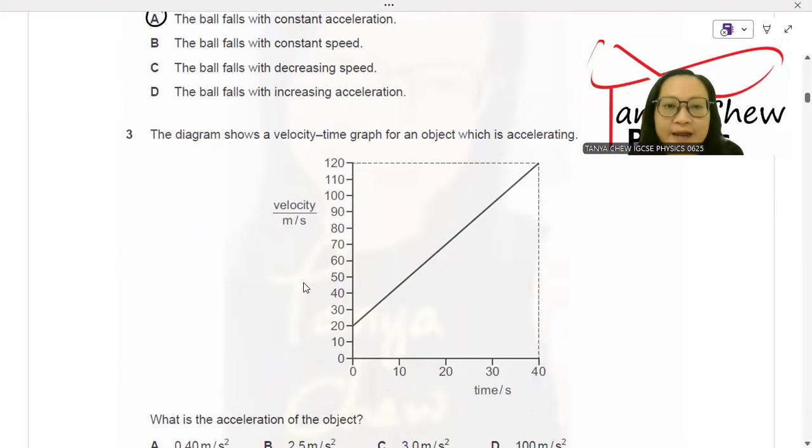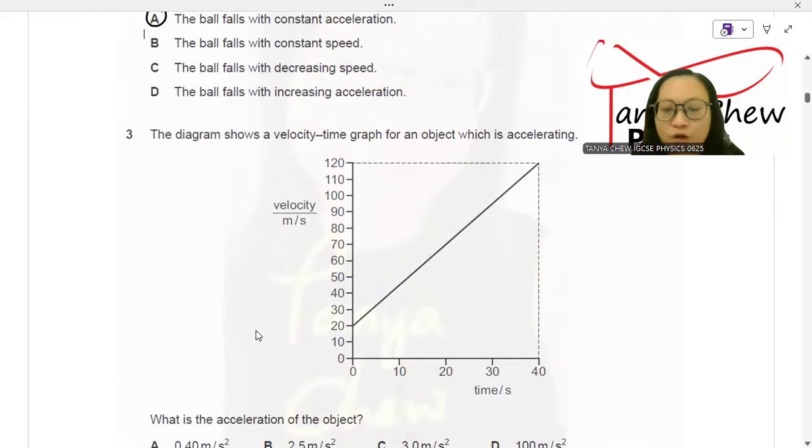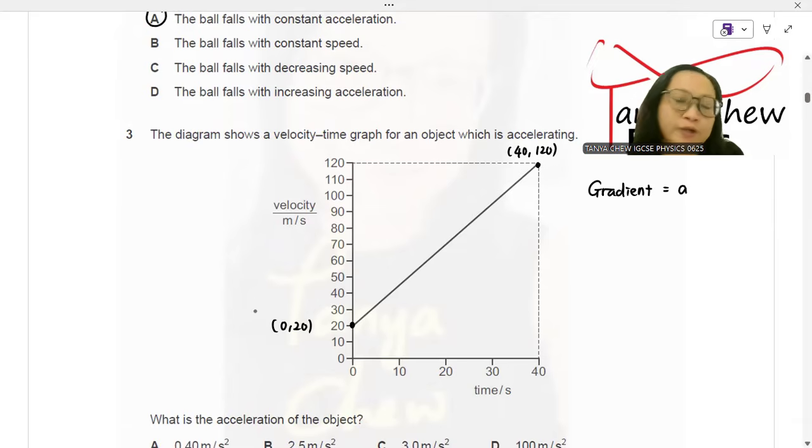Number three, the diagram shows a velocity time graph for an object which is accelerating. What is the acceleration of the object? Could you see the graph? This is a velocity time graph. To find the acceleration, you need to find the gradient. Gradient is equal to acceleration. So for the gradient, you need 2 points. I take my first point as 0, 20. And the next point is 40, 120.